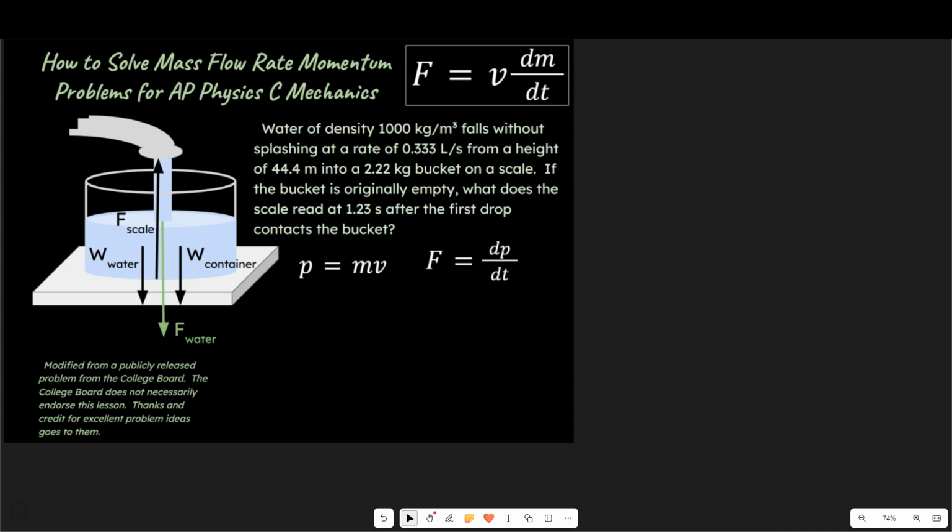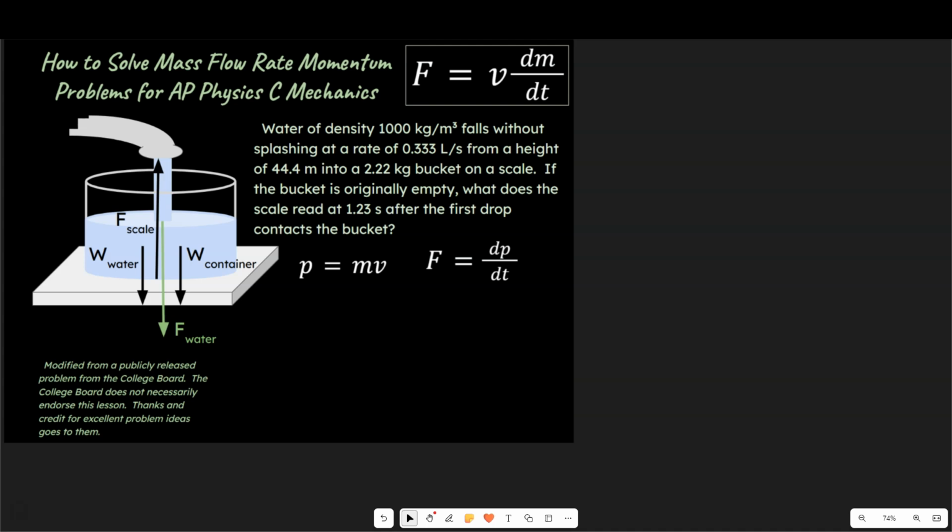Hey, welcome back. Today we're going to be talking about how to solve mass flow rate problems, specifically momentum problems for AP Physics C mechanics. You may not have heard of these before, but this is a subset of linear momentum problem that you're going to need to know how to do if you're an AP Physics C mechanics student.